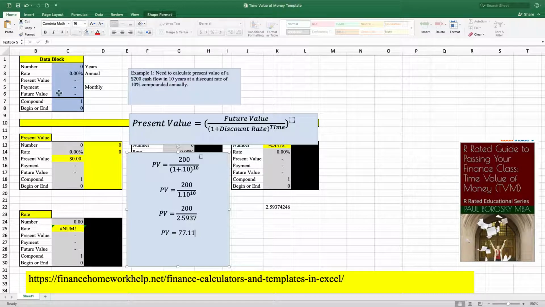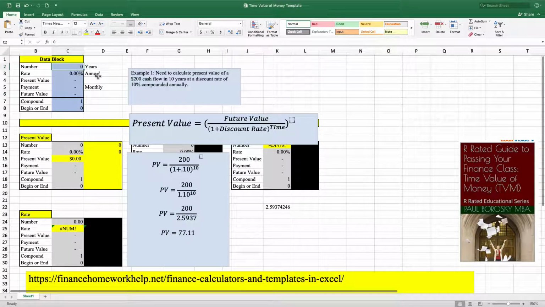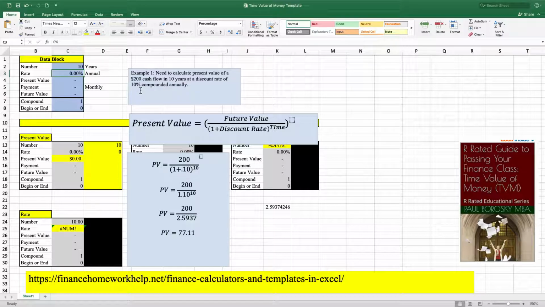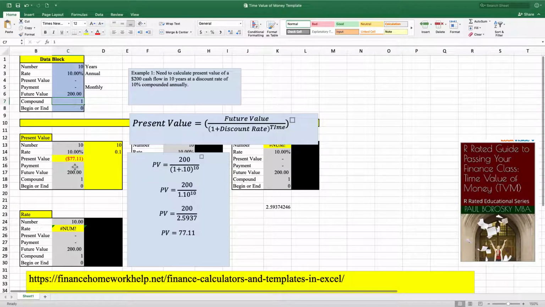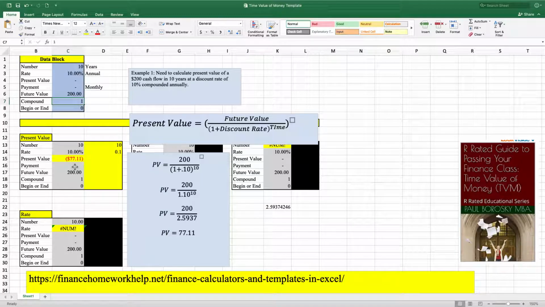That's all that means. In order to check this, I've got a neat little spreadsheet. What I do is just plug in the numbers. Our period is going to be 10. Our interest rate is the 10%. Present value, well, we're solving for that, so we don't know it. Payment, there is no payment, so we just skip that. Future value is the 200. So we want to know what the present value of $200 is. Once we plug in that information, downstairs in this template, it comes up to be $77.11. So we know our calculations are right.